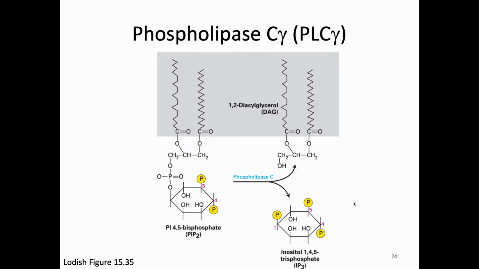Yeah, Paula? Is there a preference between DAG and IP3? Meaning, is there one that's more key? No, so it cleaves this right in half. So one of this makes one of each of these. We're first going to follow IP3 and see what happens with IP3.